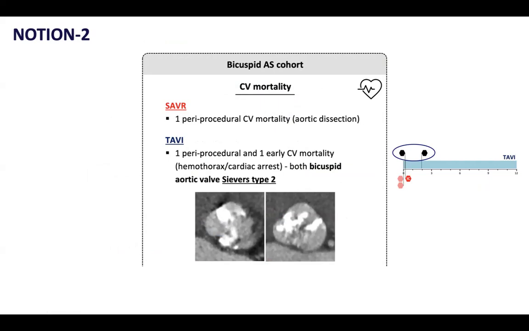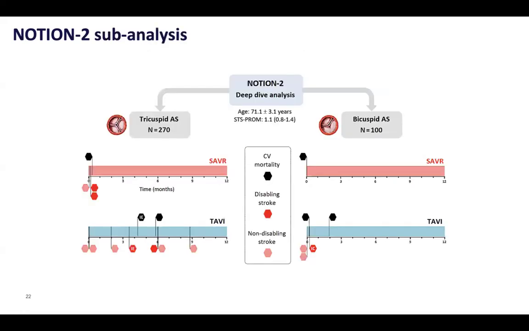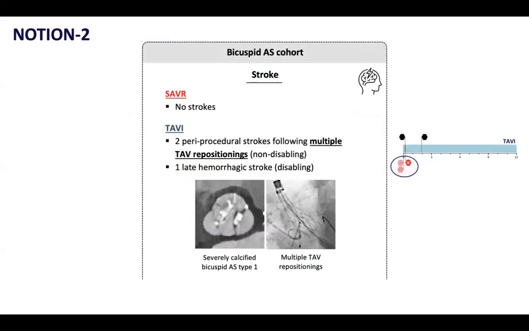Go with a self-expanding platform, most likely Evolut, and then be very careful with pre-dilation and post-dilation, but you really risk killing these patients on your table due to an annulus rupture with balloon expandable, for sure. On the other end, if you go here, you also see some periprocedural strokes in bicuspid cases. These were all related to a lot of valve repositioning.